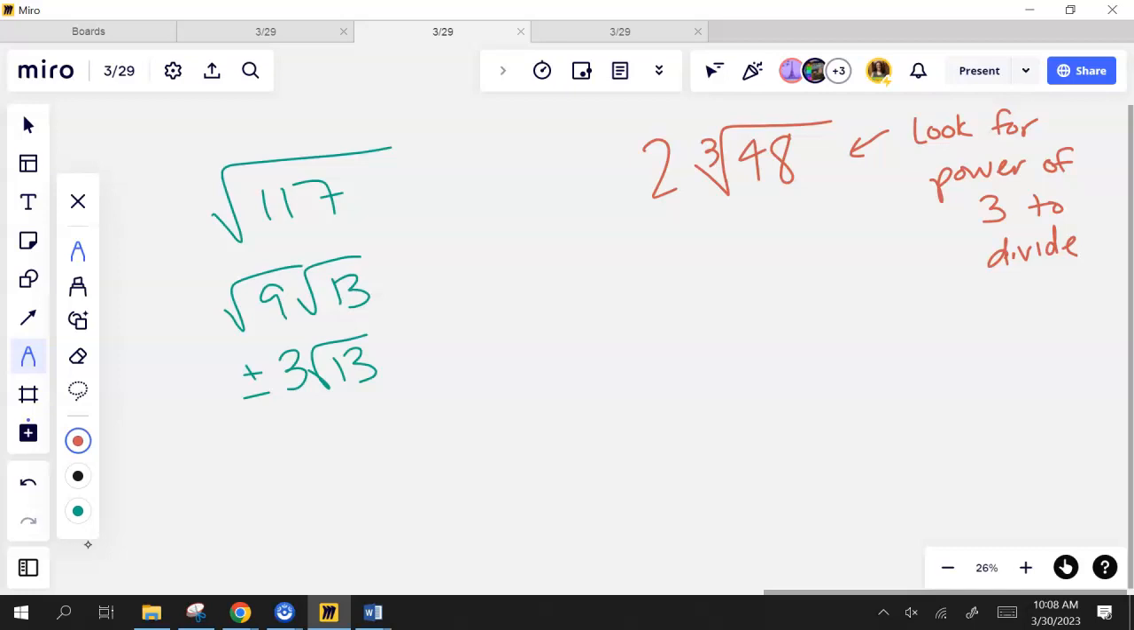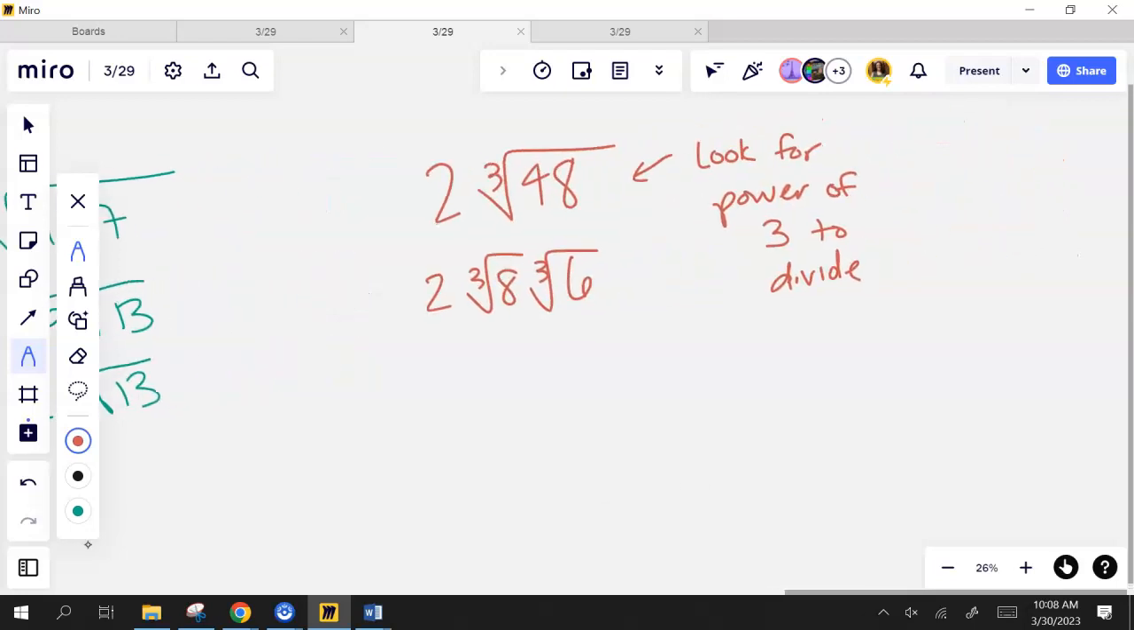So if you get confused, start thinking, all right, this number is 3, right? So what are powers of 3? 2 to the third is 8. 3 to the third is 27. 4 to the third is 64. It's not going to be that big. Can I divide that by any of those? And the answer is yes. I can divide it by 8 and be left with 6. So now I got 2.